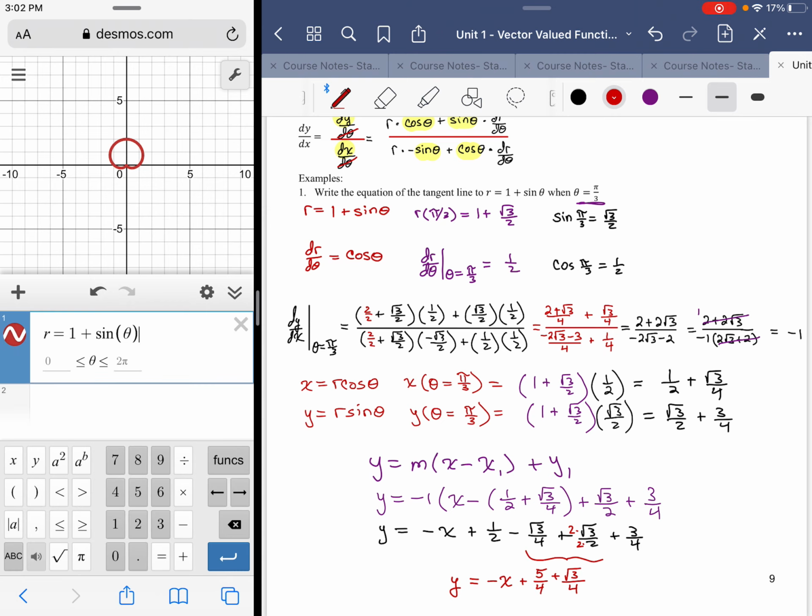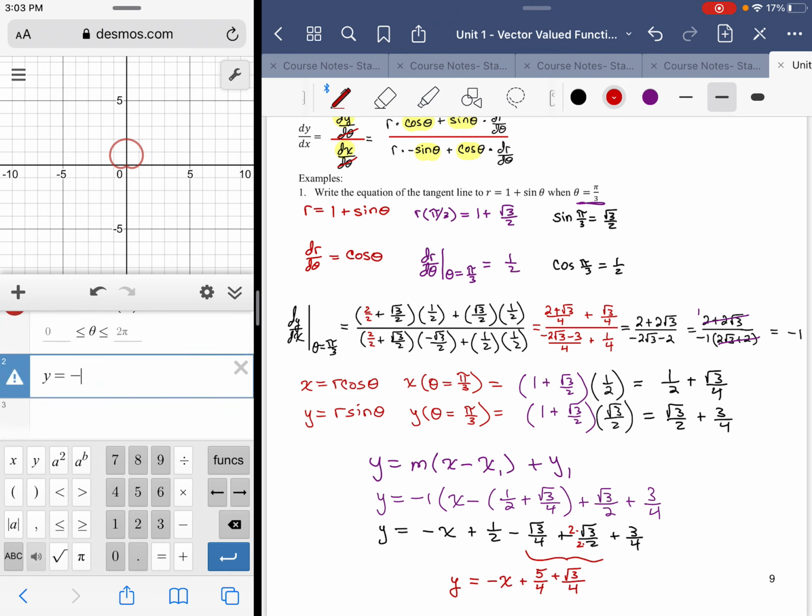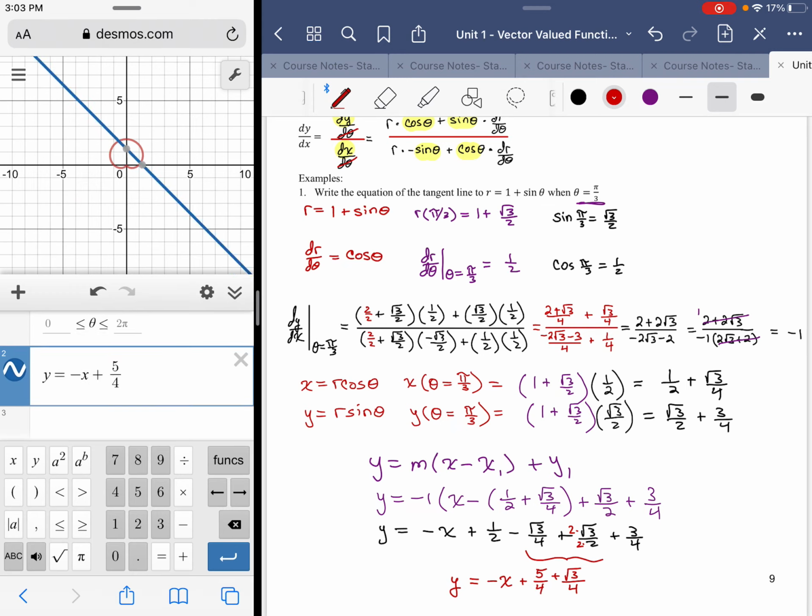Okay, so I got my limacon, all right? Over whatever interval, it doesn't matter, because I only care about what's happening at pi over 3. But let me graph the linear equation. Y equals -x plus 5/4 plus radical 3 over 4.